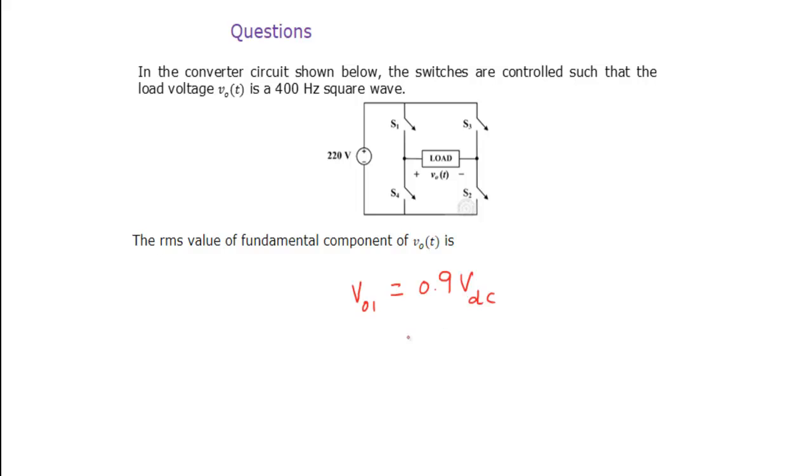That's it. Nothing else. But remember, the RMS value will not depend on the frequency. Frequency may be different, but that won't change it. The RMS value of any voltage waveform depends only on the shape of the waveform. So here we take 0.9 and 220, so 220 into 0.9 is equal to 198 volts.